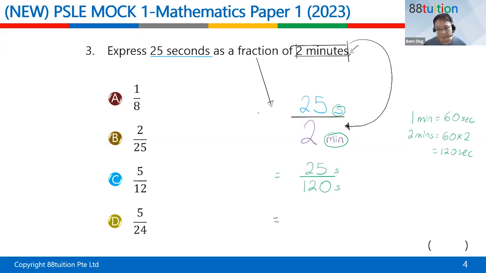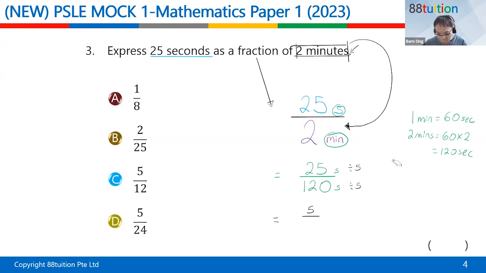You know the standard. You are P5, P6 now. Fractions must always be reduced to the lowest term. No excuses. Divide by 5, divide by 5. 25 divided by 5 is 5. 120 divided by 5. Press calculator? Cannot press calculator. You still want to press calculator?